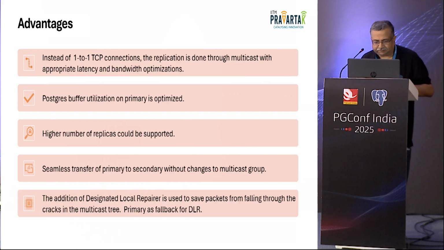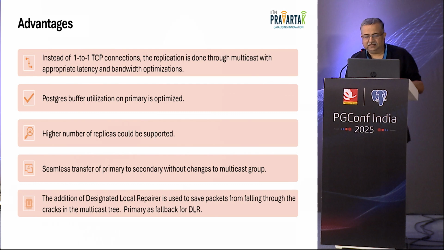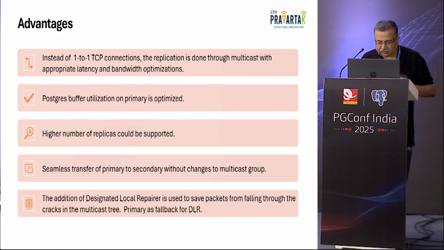So, advantages. Instead of one-to-one TCP connections, the replication is done through multicast with appropriate latency and bandwidth optimizations. Postgres buffer utilization on the primary, especially the kernel buffers, I showed you in the 15 gig example, is optimized. A higher number of replicas can be supported. And you can have multiple multicast groups, each with its own subscribers and publisher configurations, working on multicast rather than on unicast. That's another beauty that we can think of.